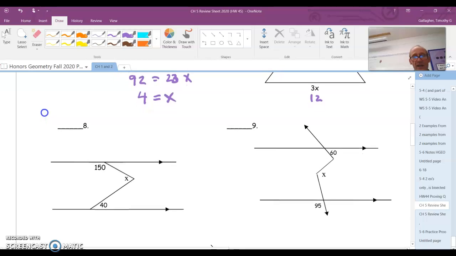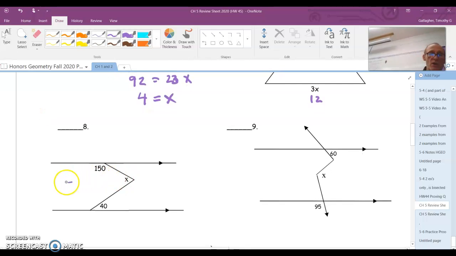Number 8 and 9 are crook problems. So this problem here required an auxiliary line. These two angles are supplementary, so this angle is 30. I don't know this angle, but this angle and this angle are alternate interiors, so this is 40. So this crook problem is 70 degrees.